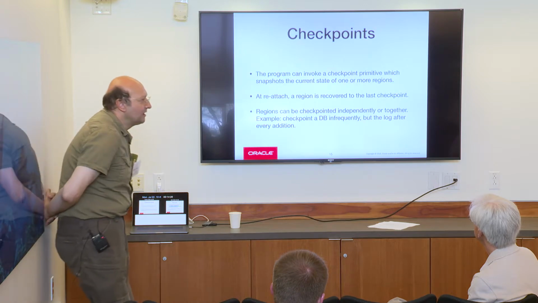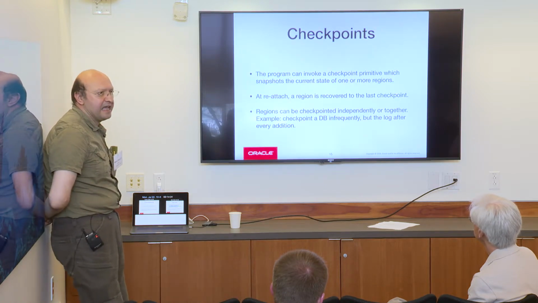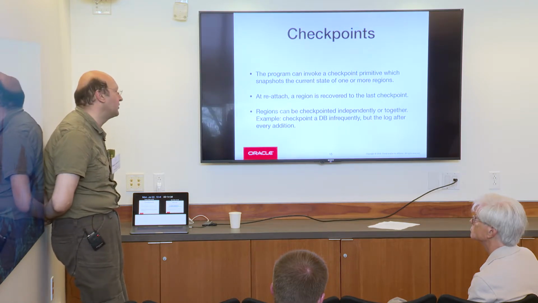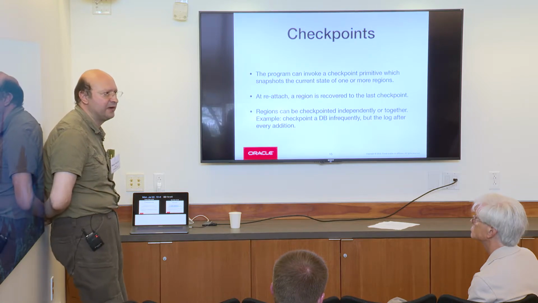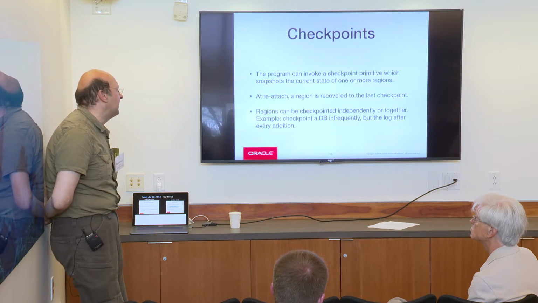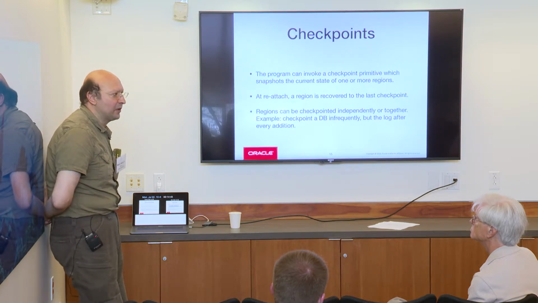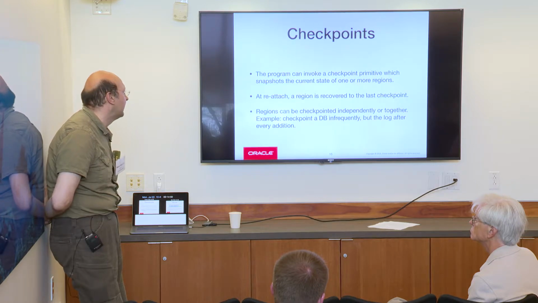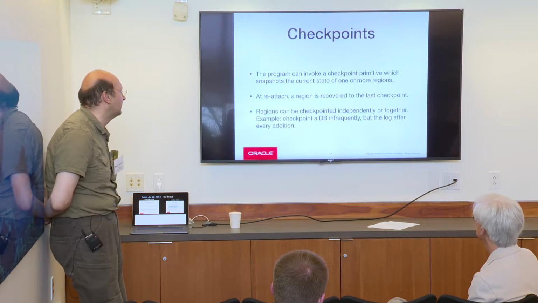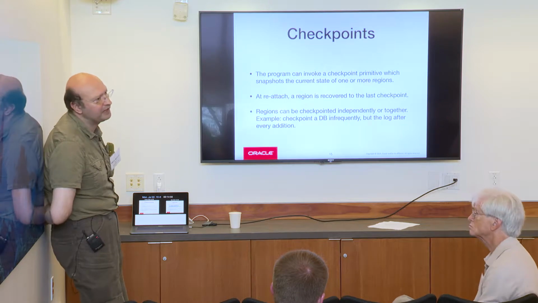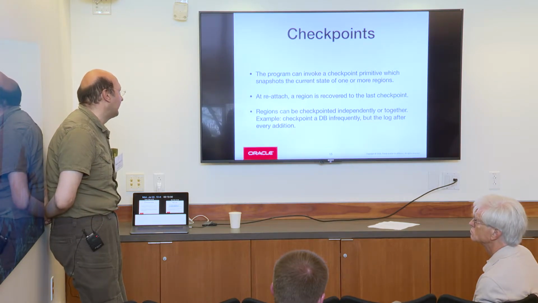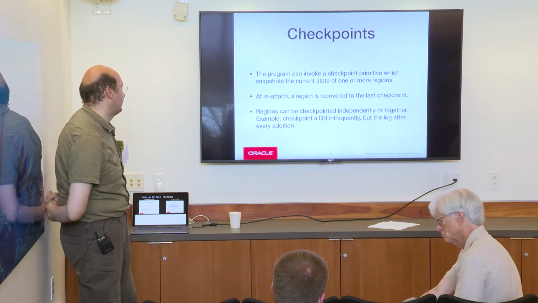So then the model for recovery is to have explicit checkpoints on these regions. The program can invoke a checkpoint primitive, something that's supported by the virtual machine, which snapshots the state of a region and says, okay, if you fail from this point onwards, when we recover, we're going to recover back to the checkpoint. We allow, in this current model, checkpointing of one or more regions, which allows things to be synchronized against each other. But the normal case would probably be to checkpoint a single region at a time.